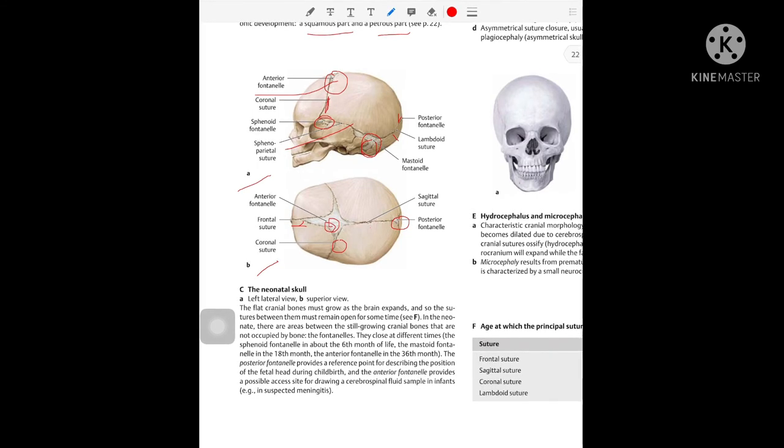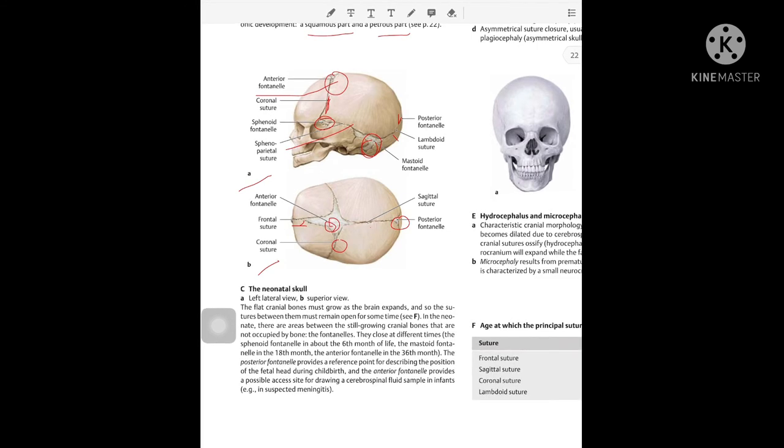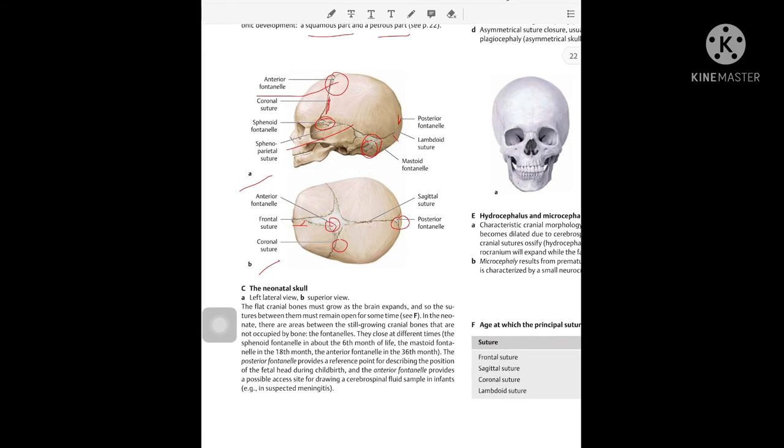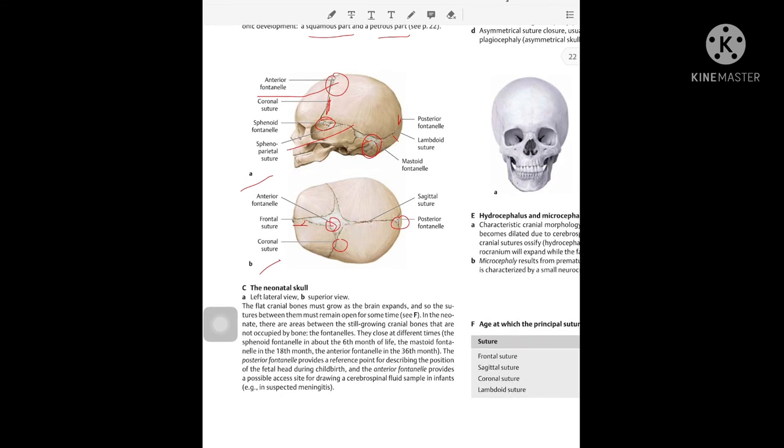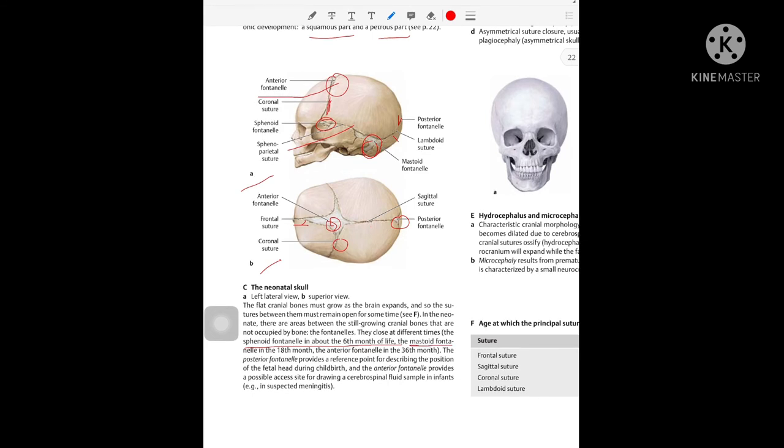Mainly, the flat cranial bones must grow as the brain expands, and so the sutures between them must remain open for some time. In the neonate, there are areas between the still-growing cranial bones that are not occupied by bone: the fontanelles. They close at different times. The sphenoid fontanelle closes at about the 6th month of life, the mastoid fontanelle at the 18th month, and the anterior fontanelle at the 36th month. Again, to repeat: sphenoid, 6 months; mastoid, 18 months; anterior, 36 months.